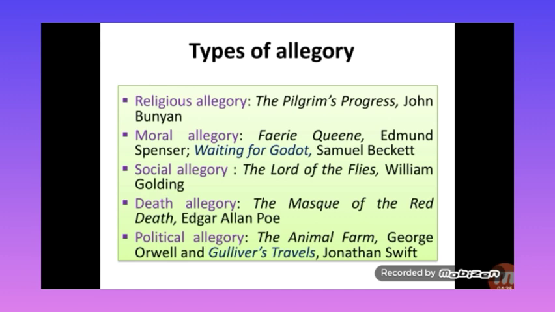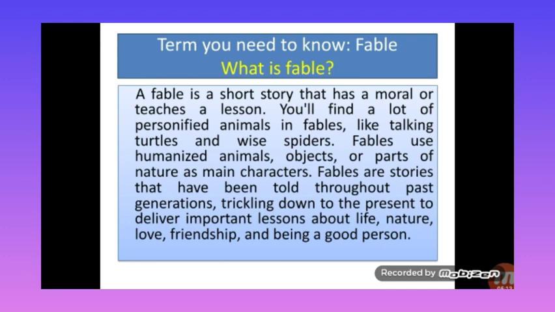Lord of the Flies by Sir William Golding is categorized as social allegory. The Masque of the Red Death by Edgar Allan Poe is death allegory. Animal Farm by George Orwell and Gulliver's Travels by Jonathan Swift are the examples of political allegory. There are so many different examples we can get across the literature, and these are the noted examples. Okay, the next discussion for today is what is fable.